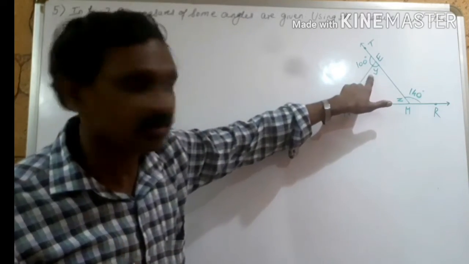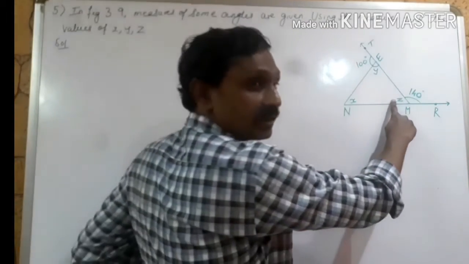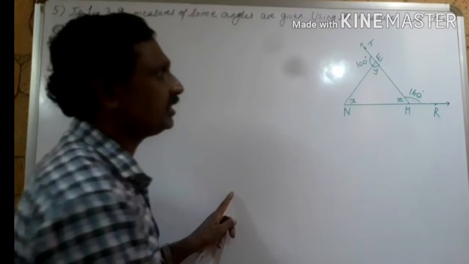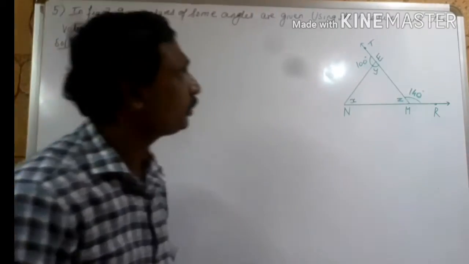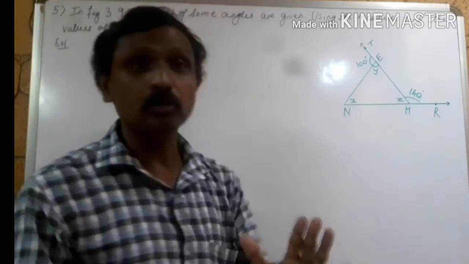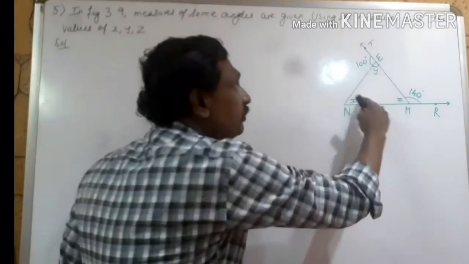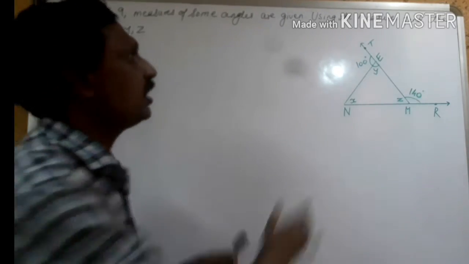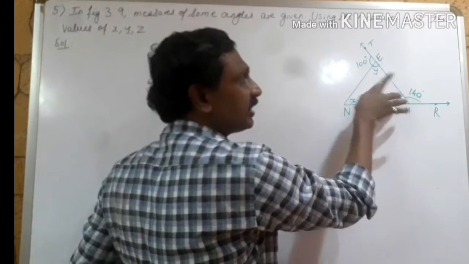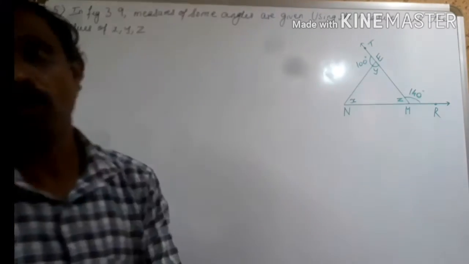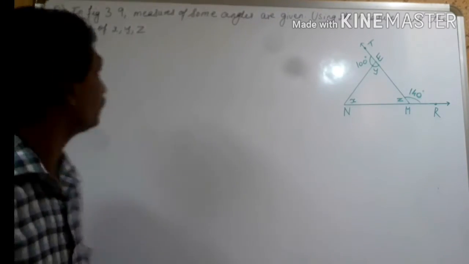So I can get this value. This angle plus this angle is equal to 180 degrees, again angles in a linear pair. I can get this value. Now I got this value, I got this value. To get this value, I know that the sum of the measures of all the angles of a triangle is 180 degrees. So when I add these and subtract from 180, I can get the value of x. So let's start this.